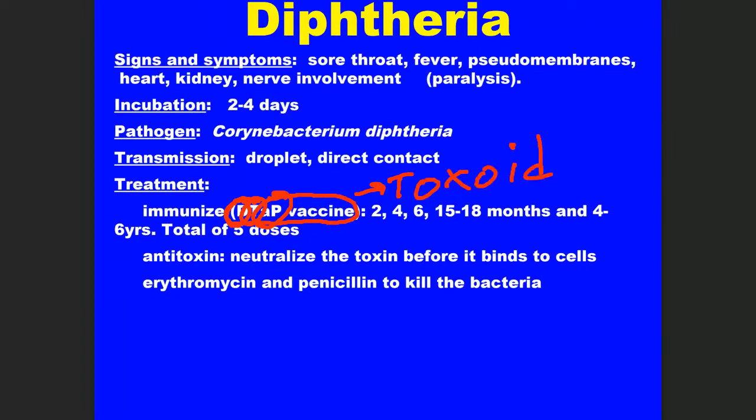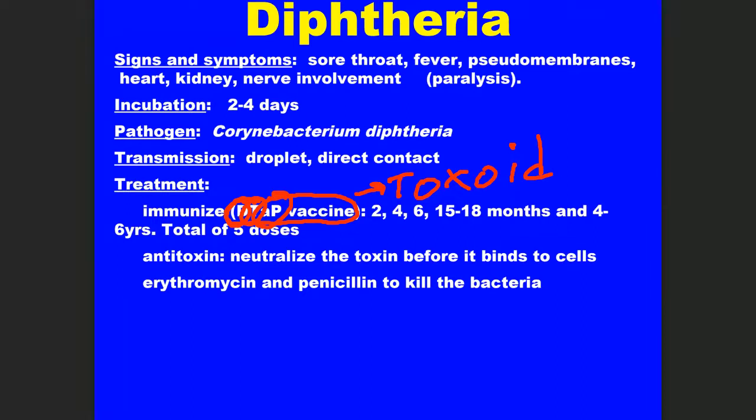What they basically do is they take the real toxin and treat it with chemicals so that it doesn't cause you to get sick, but it still retains its antigenic properties so that your immune system recognizes it, so that if you're ever infected with the real thing, you can mount a response against it.